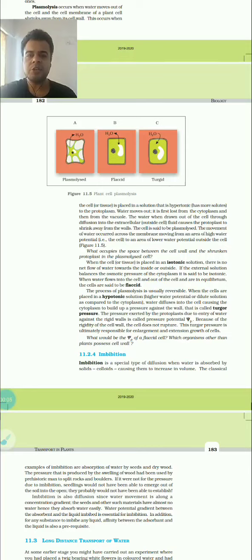We'll start with the imbibition topic. So we are into the fourth lecture of the transport in plants chapter.